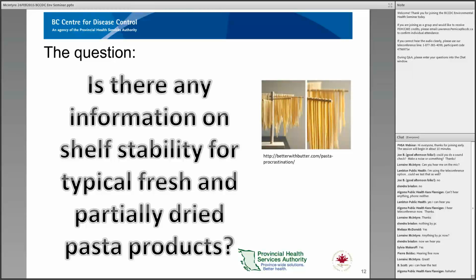Is there any information on the shelf stability for typical fresh and partially dried pasta products? So the inspector who asked had a vendor who wished to make pasta in their home and then sell it at a farmer's market. So how long are they allowed to store it in the refrigerator, or what kind of shelf life or best before date should there be?